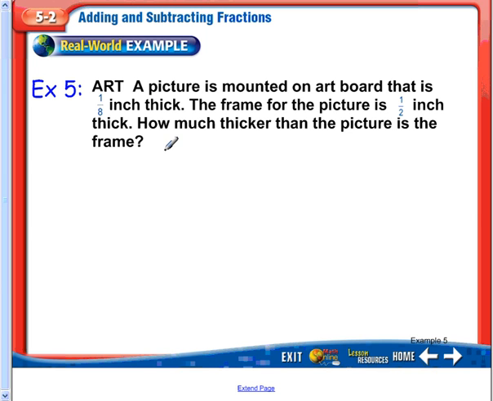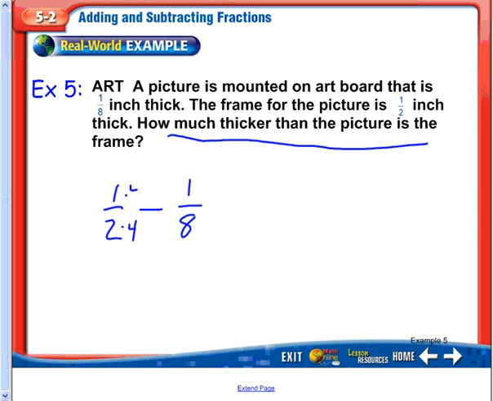Okay, the question here we need to focus on, how much thicker than the picture is the frame? So since the frame is 1/2 inch thick, we need to find the difference between 1/2 and 1/8, because 1/2 is bigger than 1/8 of an inch. So we need to find a common denominator. I know that I can make a 2 into an 8 by multiplying by 4, so that will be my LCD.